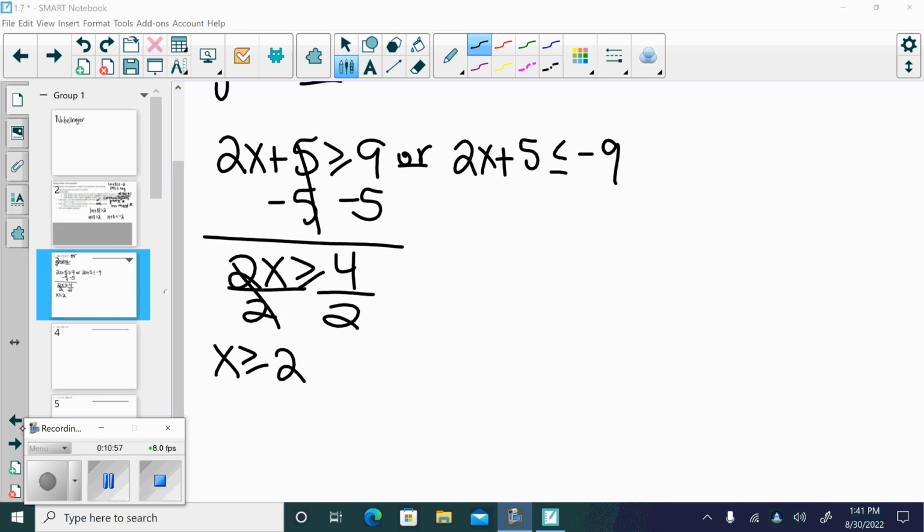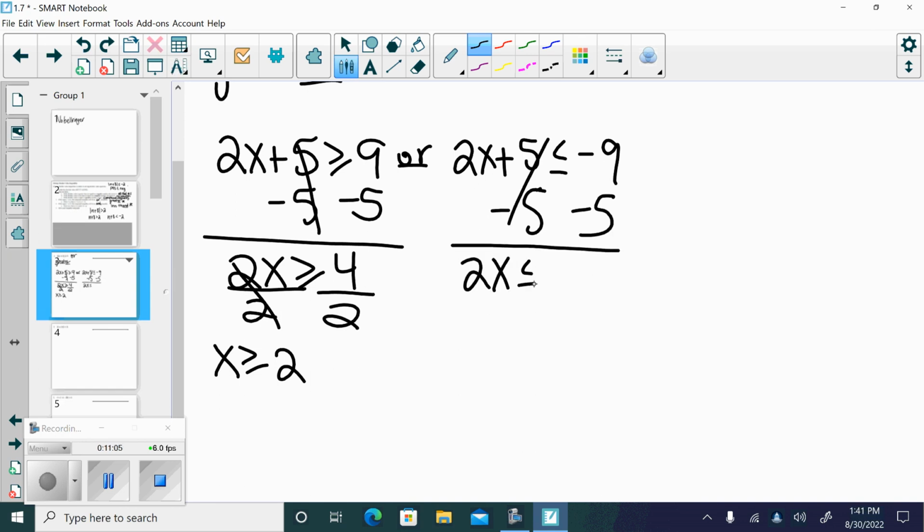My second one, so once again, subtract 5 from both sides. What is negative 9 minus 5? Negative 14. And then divide both sides by 2. Do I need to flip? No, because I'm not dividing by a negative. So those are my two answers. X is greater than or equal to 2, or x is less than or equal to negative 7.